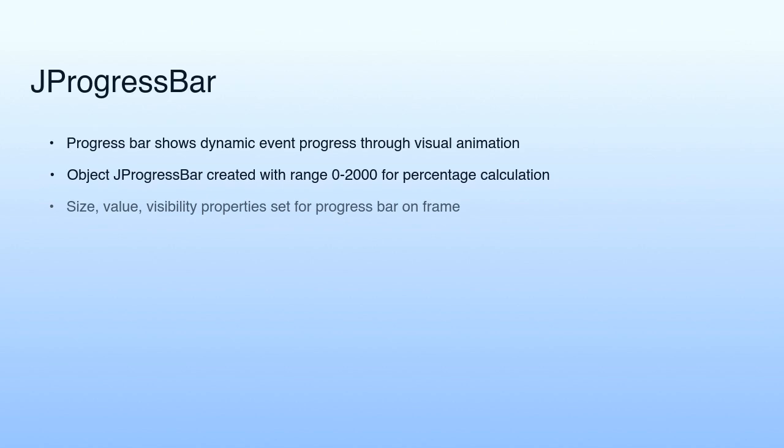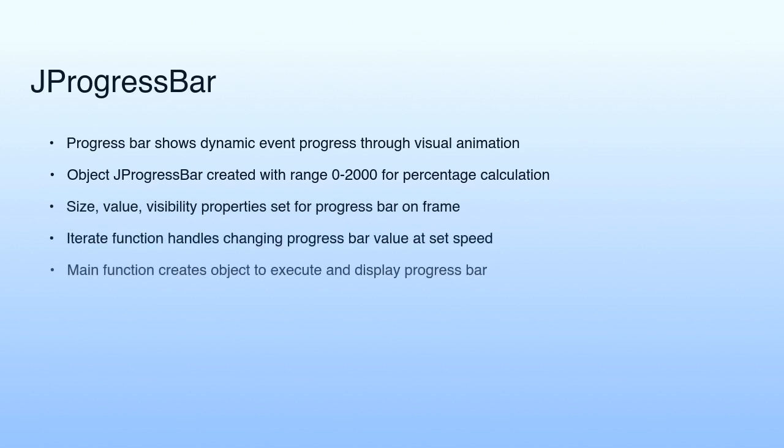Progress bar shows dynamic event progress through a visual animation. In the example, a progress bar object is created with a range of 0 to 2000 for percentage calculation. The size value and visibility properties are set for the progress bar on the frame, and an iterate function handles changing the progress bar value at a set speed.